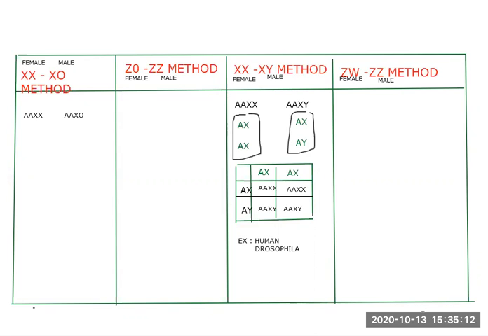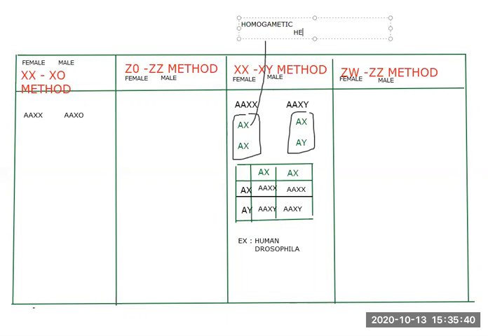XX is homogametic. Formed gametes are similar. That's why homogametic. Who is homogametic here? XX. Female or male? Female. Female is homogametic. Then who is heterogametic? Male. Male is heterogametic. Okay.